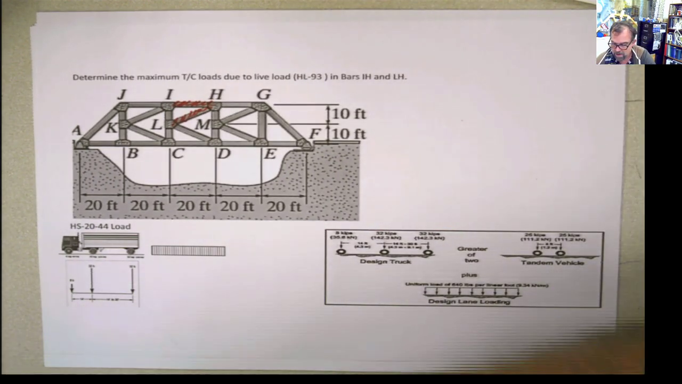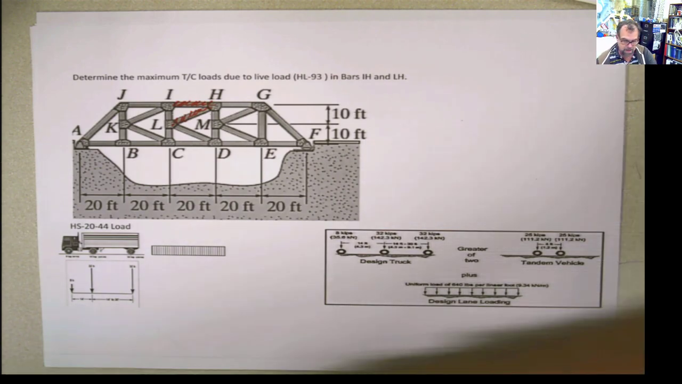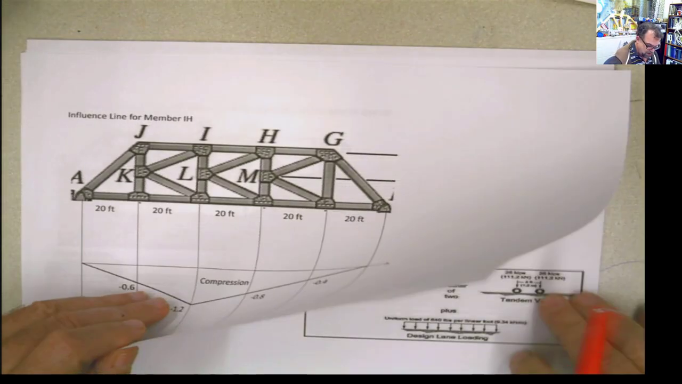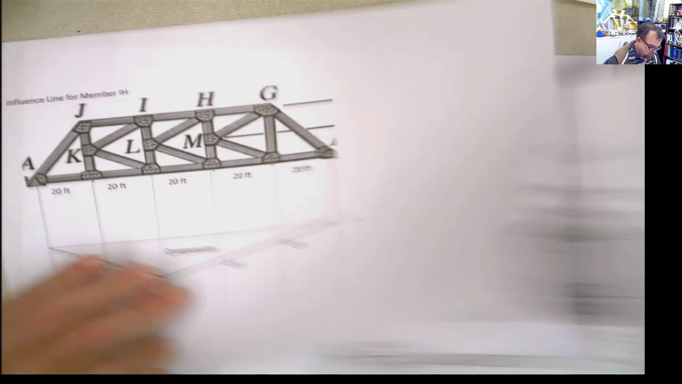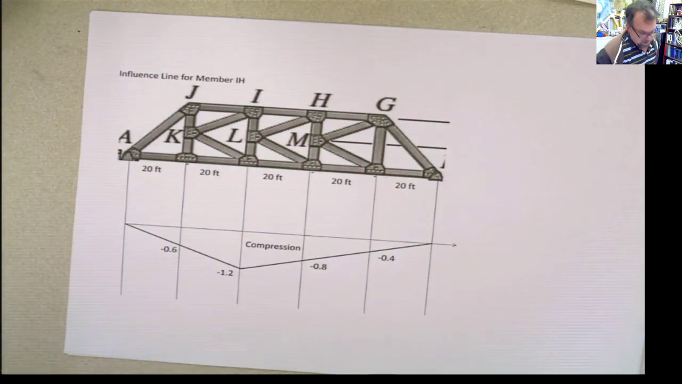So remember, we're going to use the influence lines generated before, and I prepared a better drawing to demonstrate this example. This is the influence line that we calculated in that example for the member IH. Now, what is the next step? The next step is applying the loads. What loads do we have? We have the HS20-44 vehicle, and we have also the lane load.